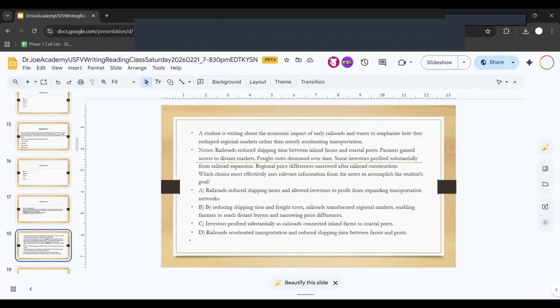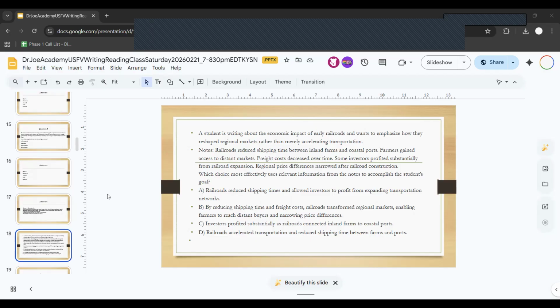Okay, let's take a look at the next one. This one's a little bit of a longer one. Stanley, can you please go ahead and read this question? A student is writing about the economic impact of early railroads and wants to emphasize how they reshaped regional markets rather than merely accelerating transportation.